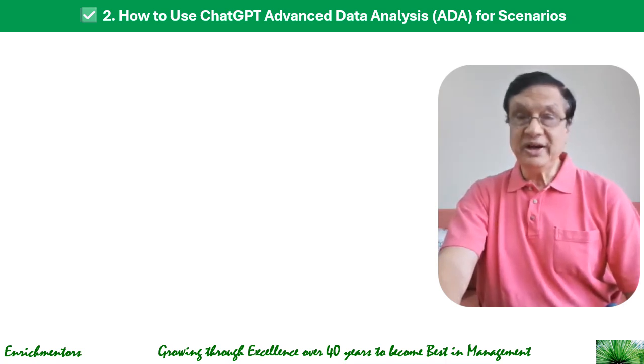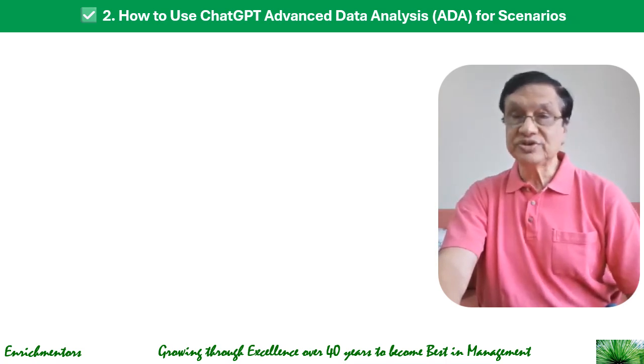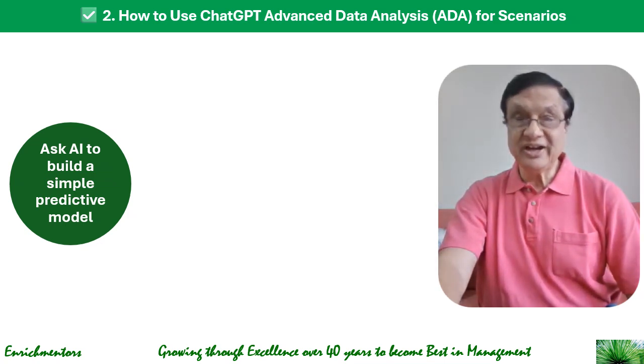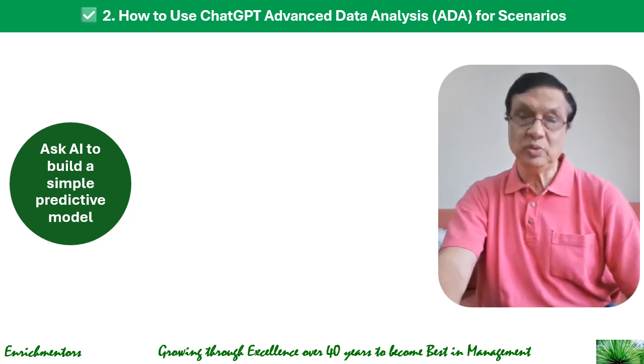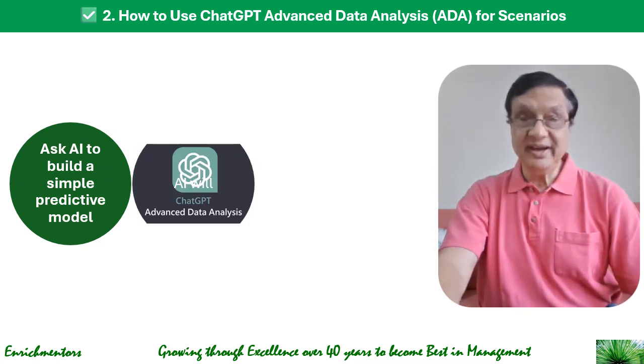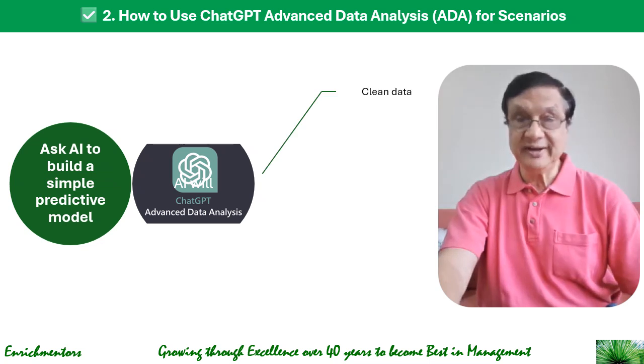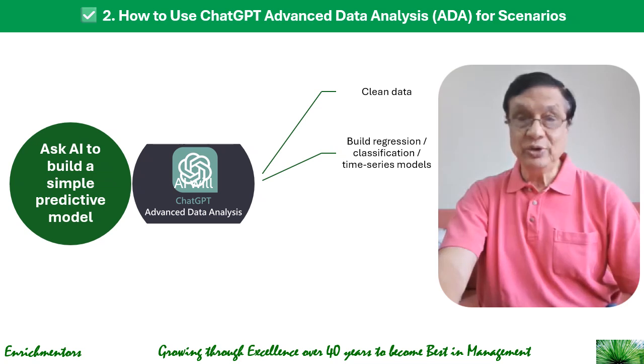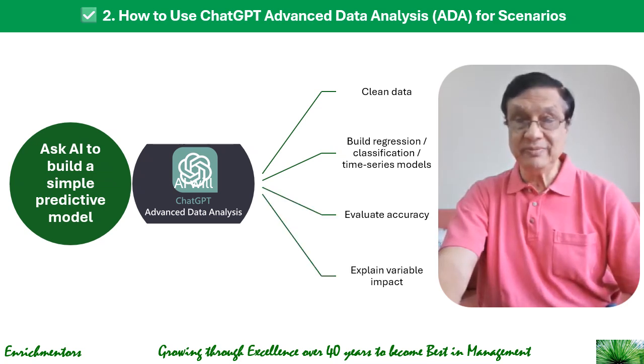Step two, you ask AI to build a simple predictive model. You say, build a baseline forecast model for the next 12 months using the strongest predictors, and share feature importance and an explanation of how the model works, and anything else. So you need to be clear on what you want, and accordingly you give the instruction. What the AI does is that the system cleans the data, builds regression, classification and time series models, evaluates the accuracy of the models and explains the variable impact. Right, so that's how it starts working.